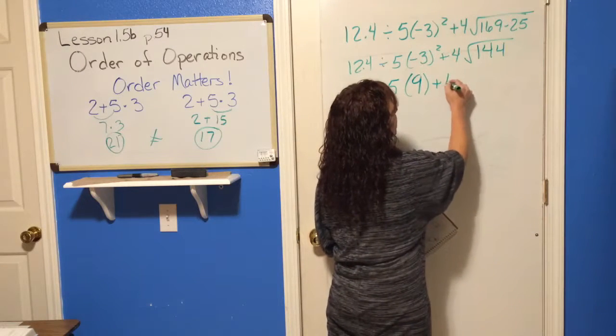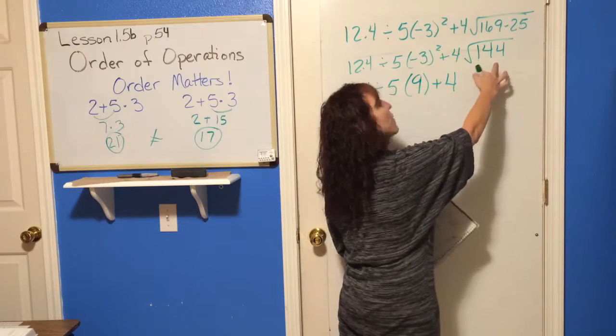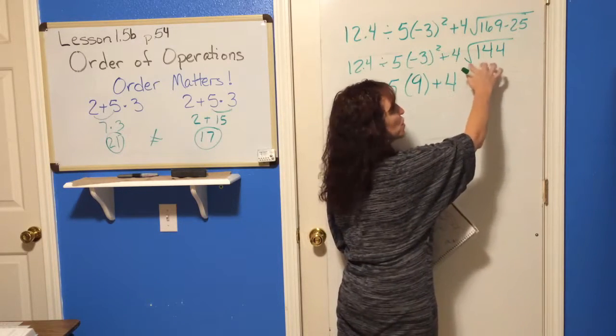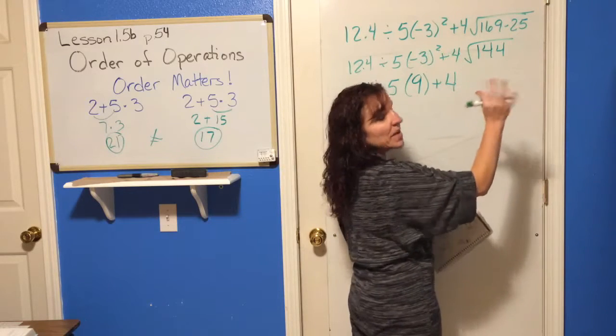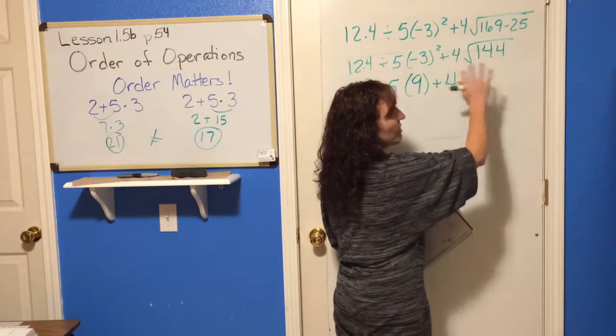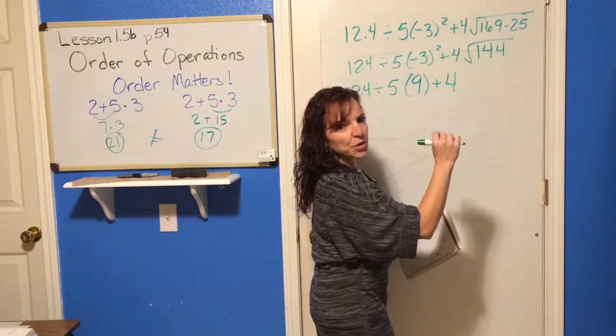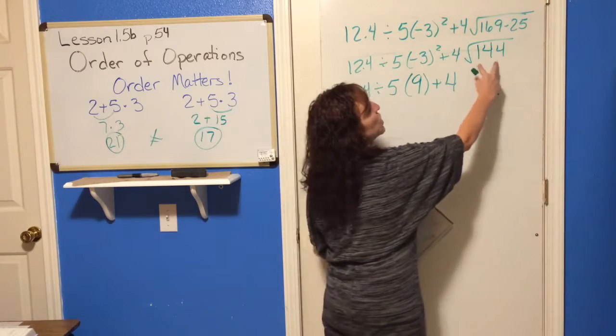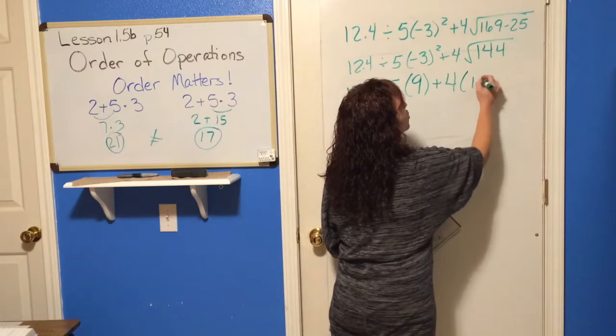Plus 4. And this is the opposite of an exponent, so we can do this at the same time as exponents. Square roots and exponents are in the same step. You might want to add that to your notes where it says exponents. You can put in square roots also. Put that in your notes. Square root of 144 is 12.